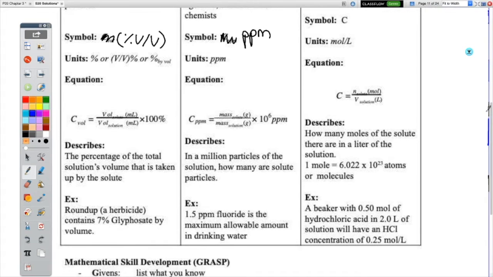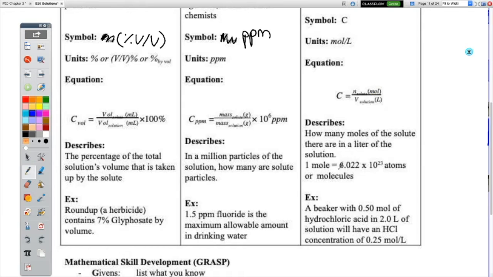So the equation is C equals N, again, an amount of solute in moles over a volume in this case. So the amount of solution is the volume, okay, in liters here. So what is a mole again? You'll have to think back to Science 10.